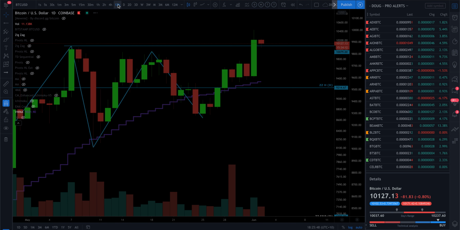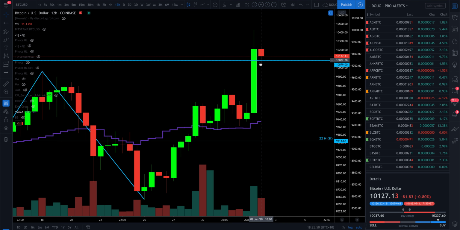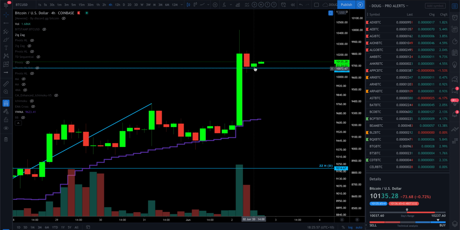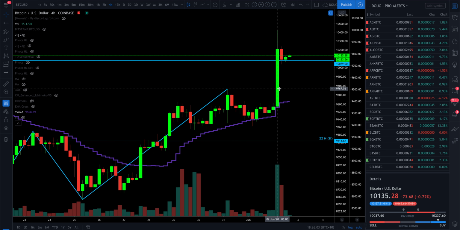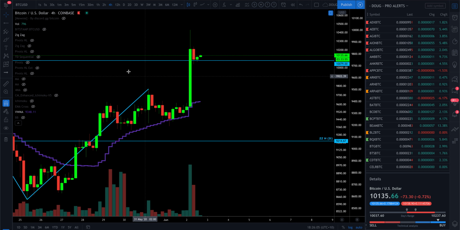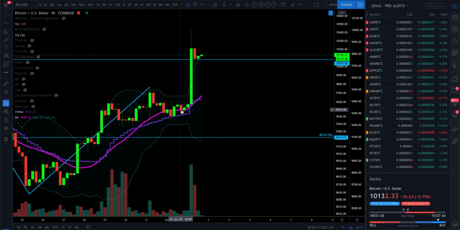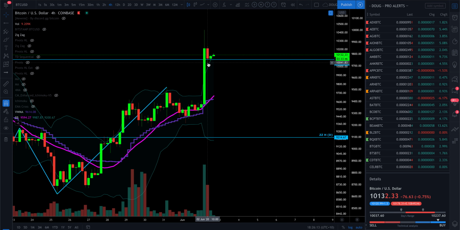We'll come back down, we'll jump on a 12-hour. Yeah, see, wick down into the 10,000 level. We'll jump into a 4-hour. Yeah, you see we sort of bounced off, found support down here and up. I wouldn't be surprised if we do come back down, come into these levels. Holding 10,000 is a psychological big round number. It's always played on this asset class, and it is highly speculative.